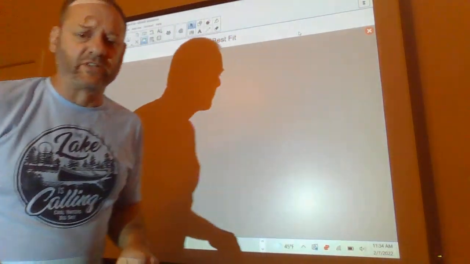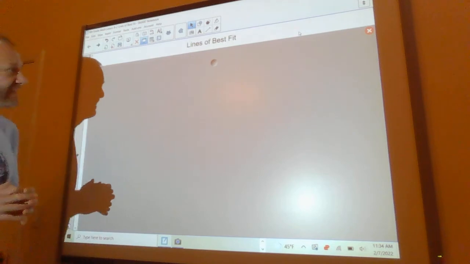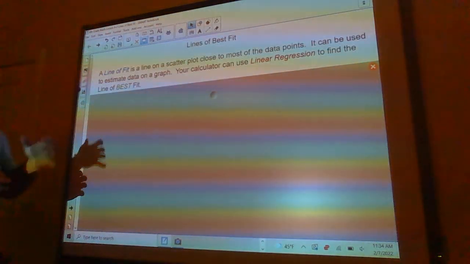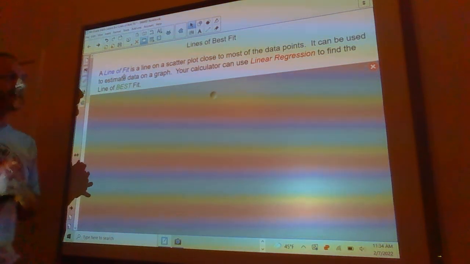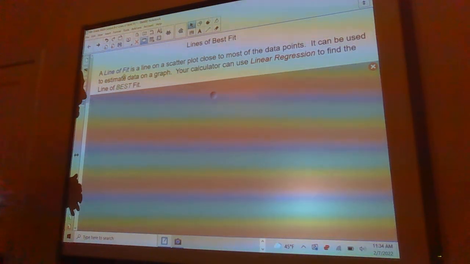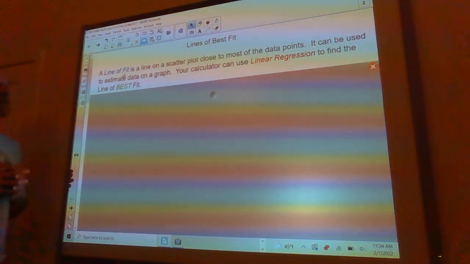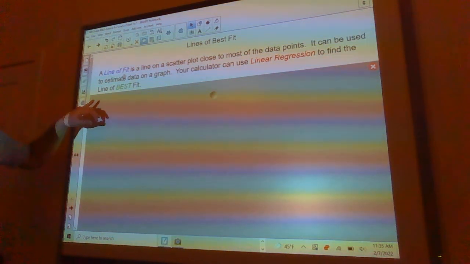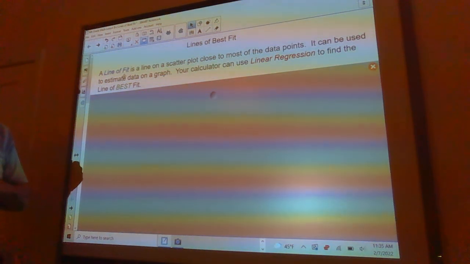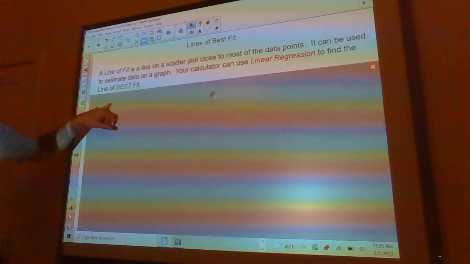Hey everybody, today we're going to talk about lines of best fit. A line of fit is a line on a scatter plot that fits closely to most of the data points. It can be used to estimate the data on a graph. Your calculator uses something called linear regression to find the line of best fit.